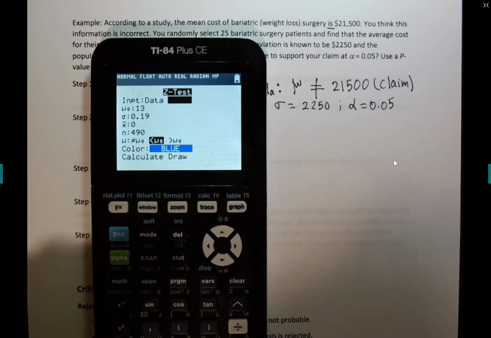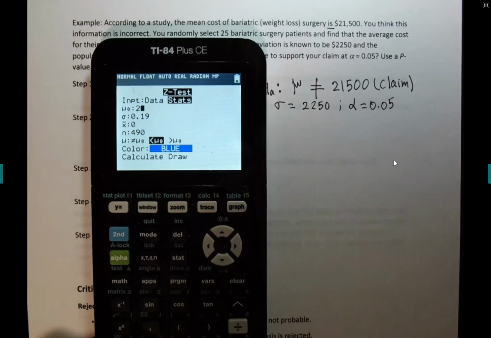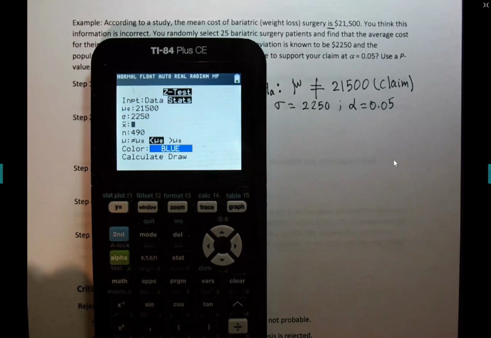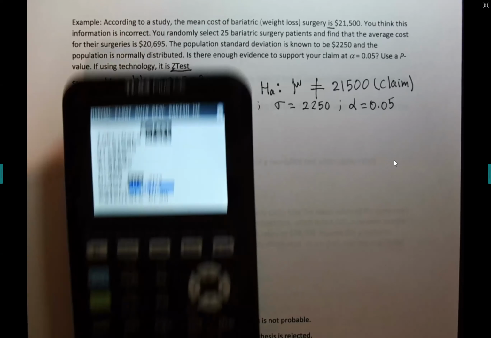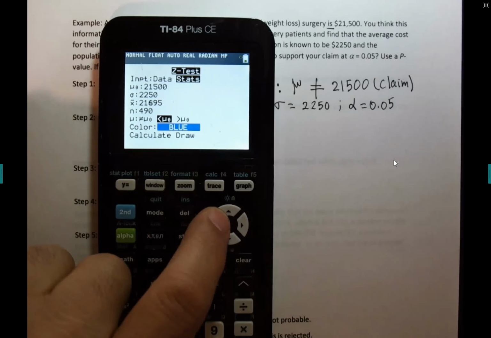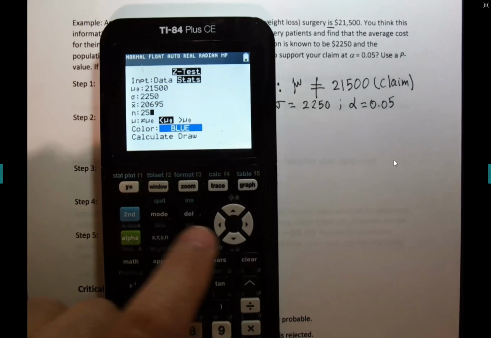Okay. Let me remind you again. The first value is the value that you assumed to be true in the null hypothesis, which is 21,500. Sigma, which is 2,250. X bar, 21,695, if I'm not mistaken. Yeah, 20,000, sorry. N is 25, guys.